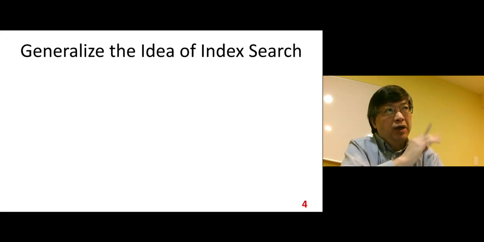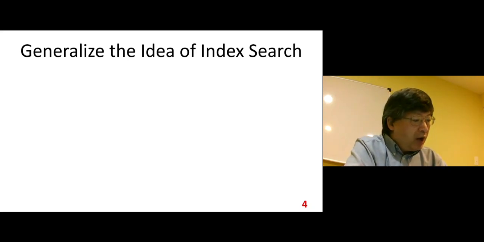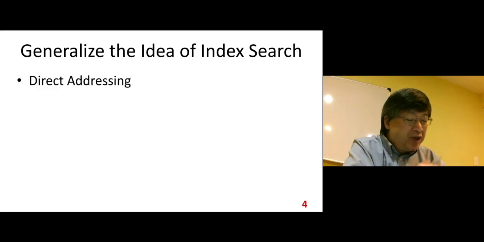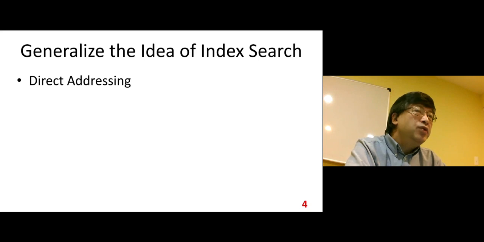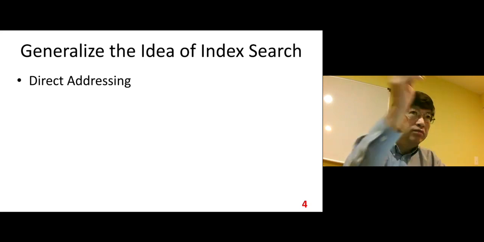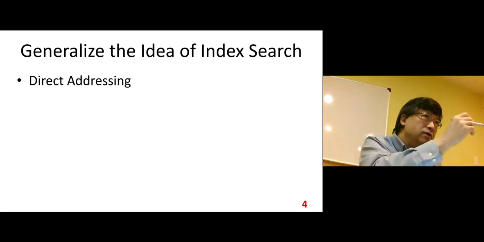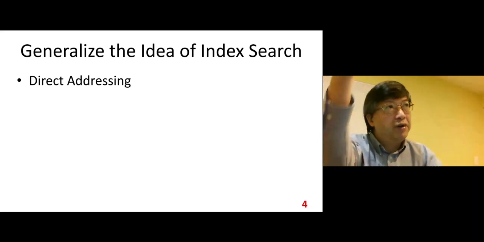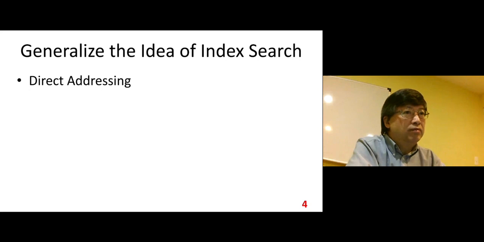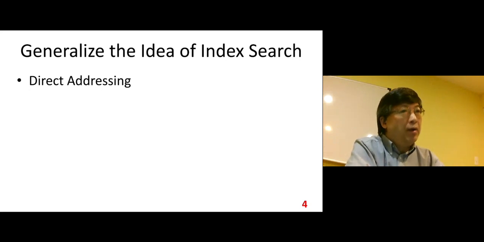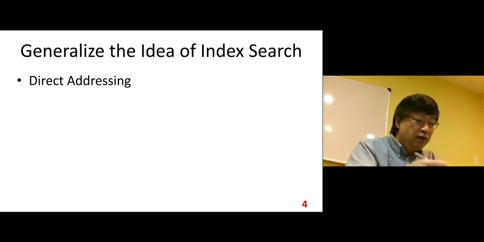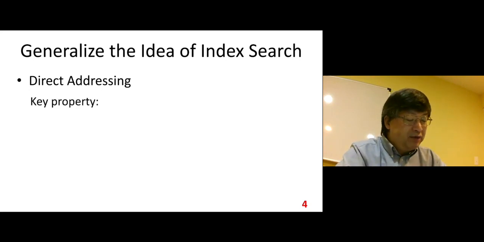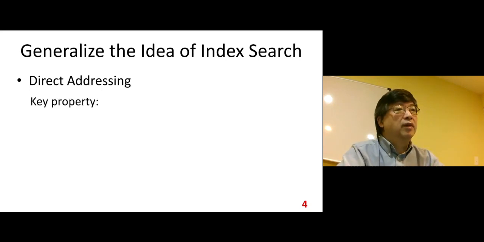Here we are looking at the problem called direct addressing. With direct addressing, you get the index, which is the address of the data. You go there and find your data. That property is a very big one for your index search. That's the key property.